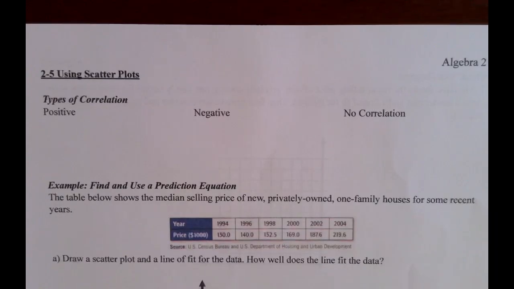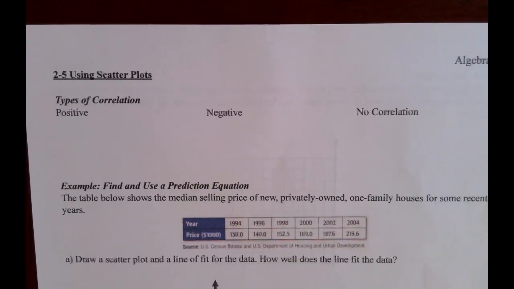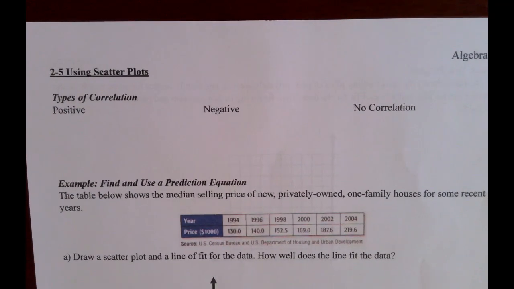Hi guys, so today we're doing scatter plots and using scatter plots. Okay, so we're going to first start off with types of correlation. There are three types of correlation: positive, negative, and no correlation.